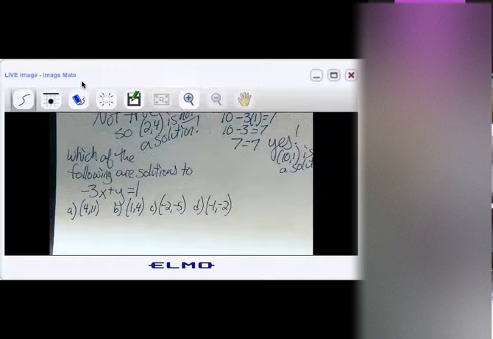When you get it, if you want to shoot me your answer, just to me privately in the chat, I can let you know if you are correct or not.